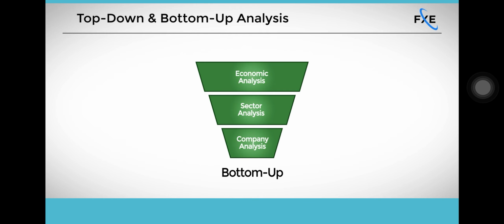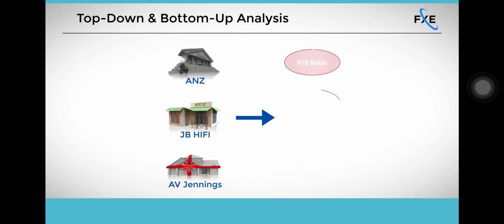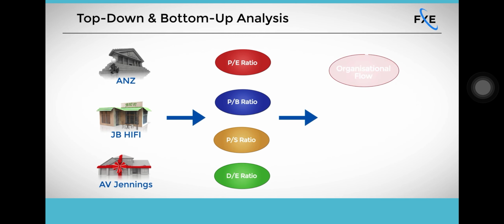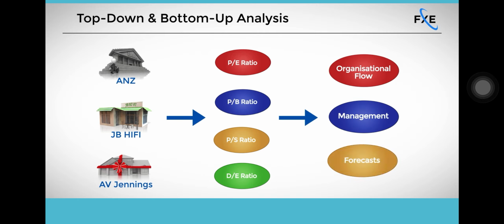First, we look at company-specific analysis. Like the top-down approach, company-specific analysis is carried out by using the fundamental metrics explained in the previous section, including the PE ratios, PB ratios, PS ratios, and the DE ratios. Now, because far more emphasis is placed on the individual research of the company, investors look deeper into the company's organizational flow, management, and future forecasts to gain a more meaningful understanding of the company's prospects.